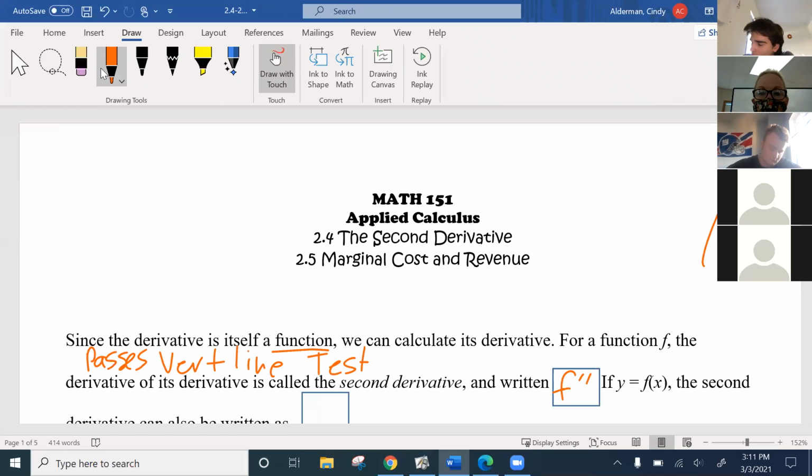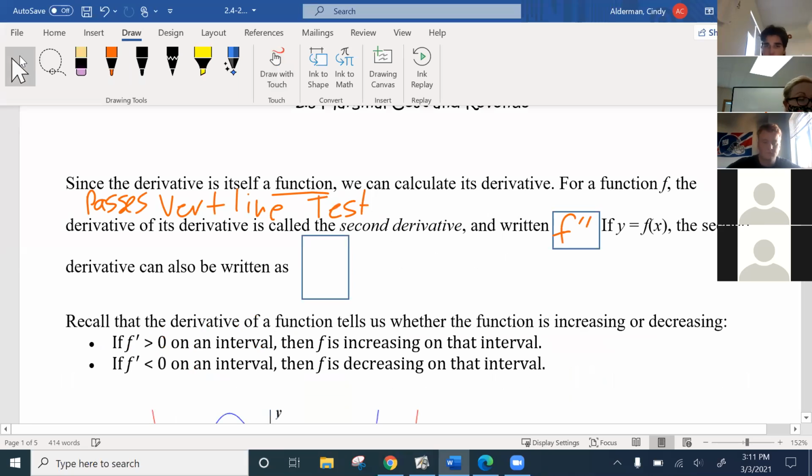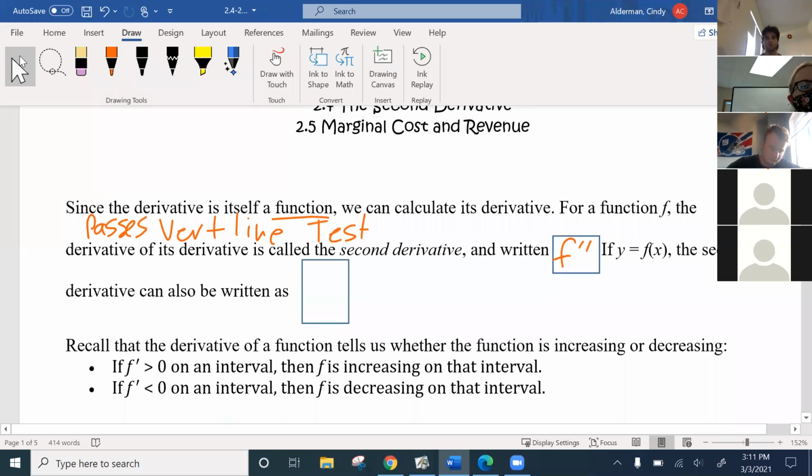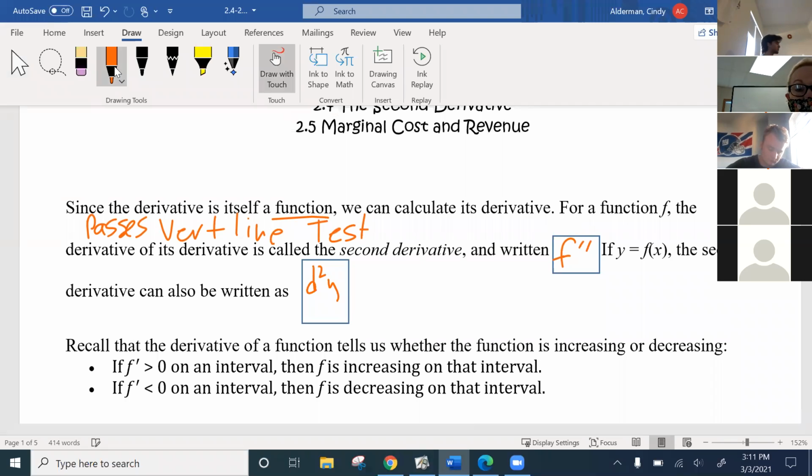It can also be written, and we talked about Leibniz notation before. In Leibniz notation, just like you would do in the first derivative, you're going to end up with a 2. So it looks like d2y over dx2.